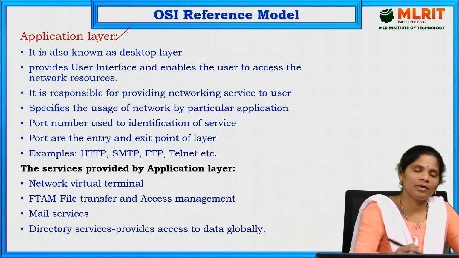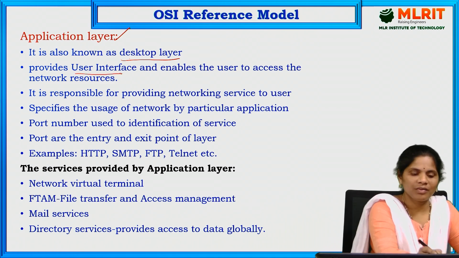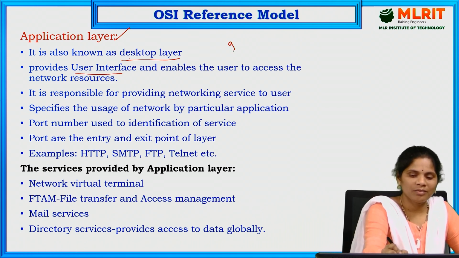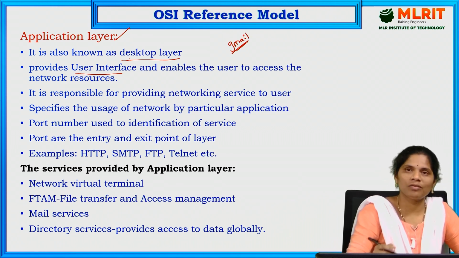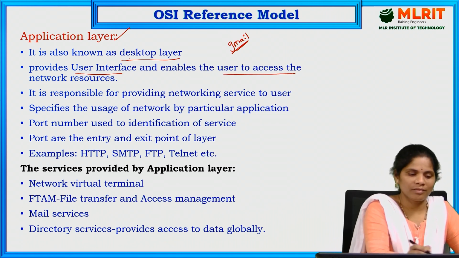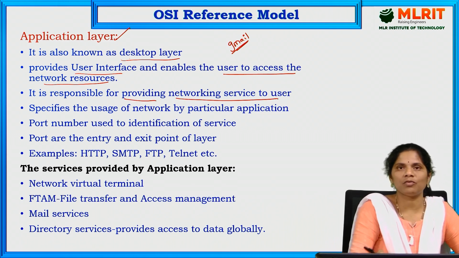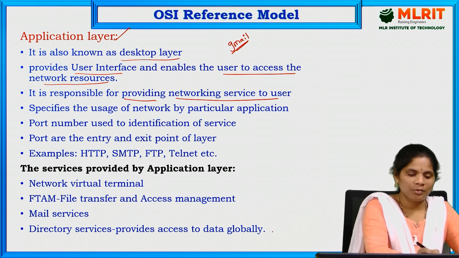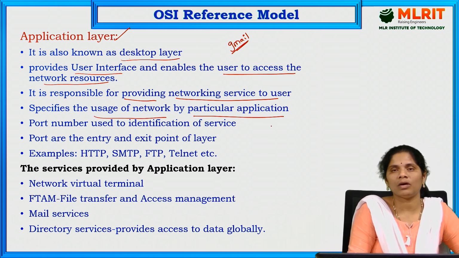First, the application layer. What is the application layer? It is also called the desktop layer, and it is providing the interface. I already told, we took the example Gmail, right? If you want to send the data, first I have to select the application, that is the interface. It is providing the interface and enables the user to access the network resources. And also it is responsible for providing the network services to the user. So it specifies the usage of the network by a particular application, meaning through which application you want to send the data. First, you have to select the particular application.